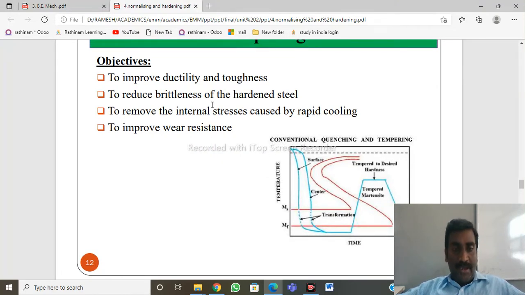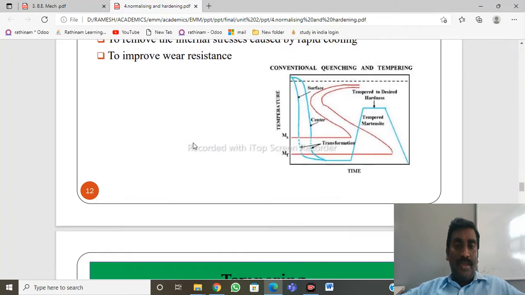The major important parameters for the tempering process are improving the ductility and toughness, and reducing the brittleness of hardened steel, removing the internal residual stresses caused by the rapid cooling, and improving wear resistance. So these are all the parameters to be improved. For these purposes, we are using tempering.